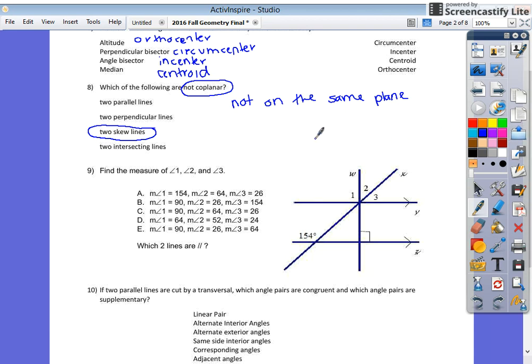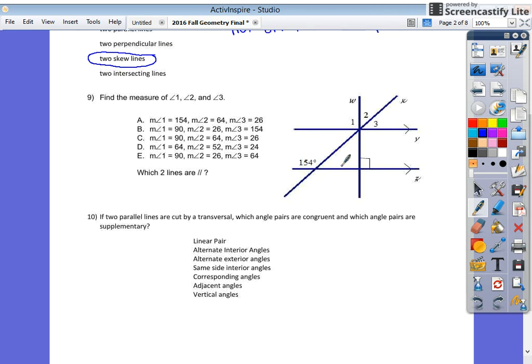Number 9 says find the measures of angle 1, 2, and 3. We're going to kind of need to treat this like a puzzle, guys, and you're going to need to know linear pair, you're going to need to know vertical angles, you're going to need to know complementary angles. You always want to start with the information that you're given and kind of work your way around to find the angles, kind of like a puzzle. So we were given 154 degrees. 154 degrees and this angle right here form a linear pair. They form a straight line. So together they are 180 degrees. So we need to do 180 minus 154 and we get 26. So this angle right here is 26 degrees.